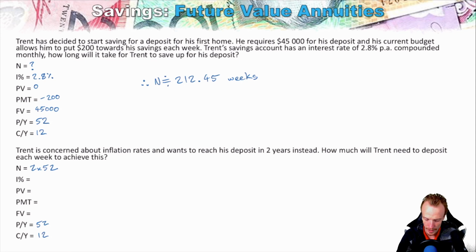The interest rate is still the same, so 2.8%. Present value is still starting at 0. PMT, that's what we're after now. Future value is still trying to reach 45,000. So now we can plug these into our calculator.